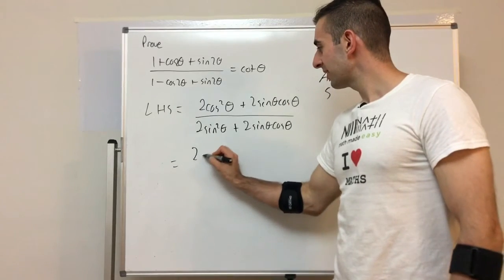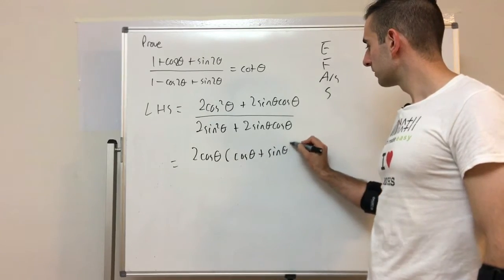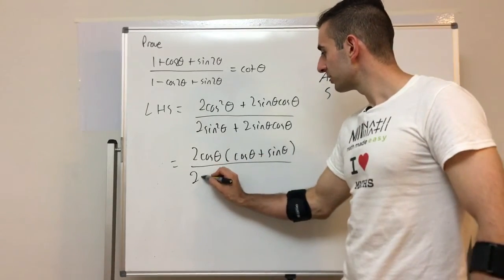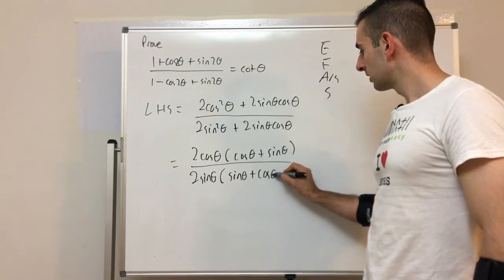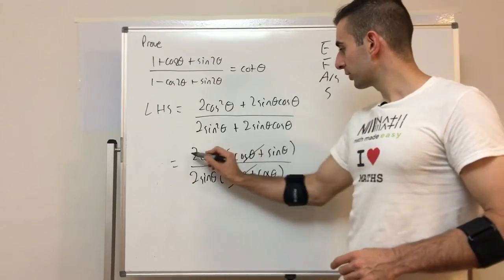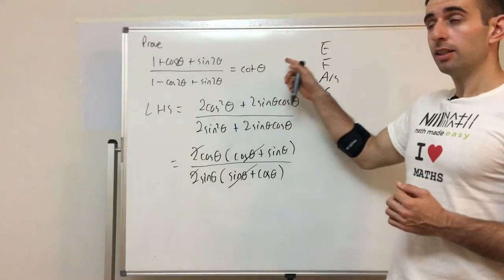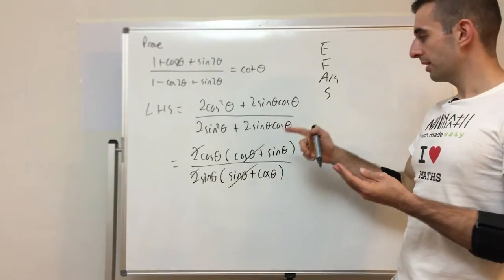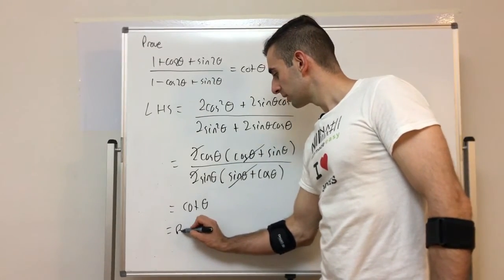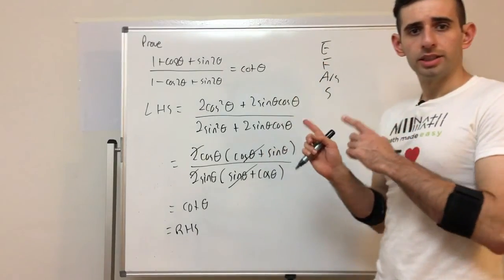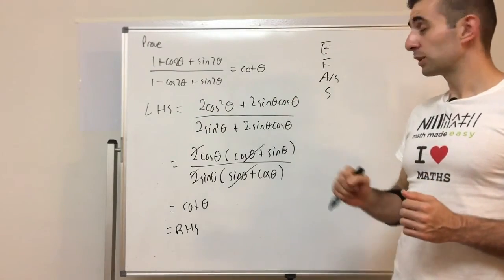So we can factorize by taking 2 cos theta out, and we're left with cos theta plus sine theta. And then on the bottom, we can take 2 sine theta out, and we're left with sine theta plus cos theta. And then look at this, they cancel. The 2's cancel. I'm left with cos theta over sine theta. We're trying to prove that equals cot theta. Go down the list, that means we need another identity, but that is just cot theta by definition, which equals the right hand side. So you can see, by knowing this trick with the cos double angle identity, it makes solving these proofs really easy.